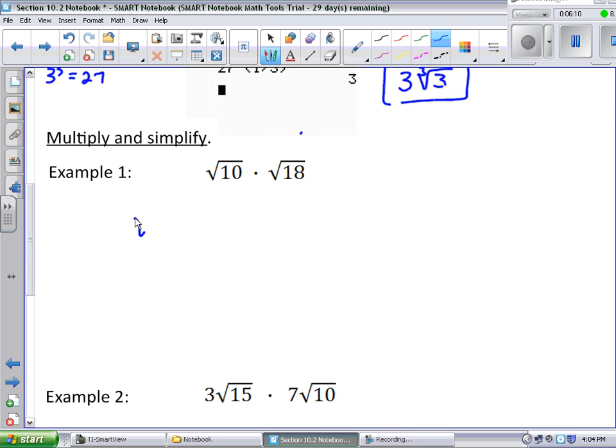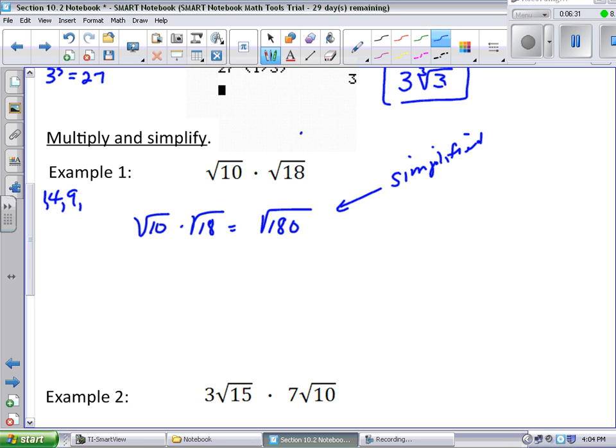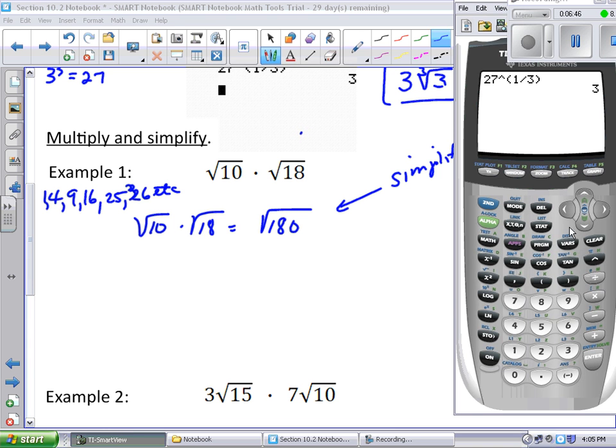The square root of 10 times the square root of 18 is the square root of 180. Now this square root of 180 is going to need to be simplified. So I'm going back and thinking about my square roots. 1, 2 squared is 4, 9, 16, 25, 36, etc. That's 36.